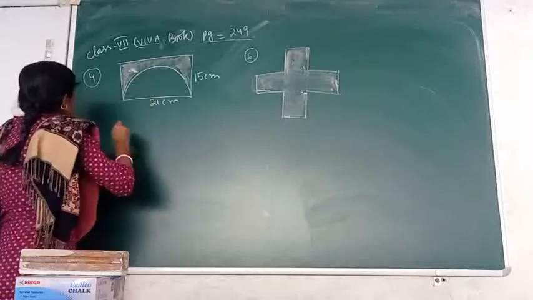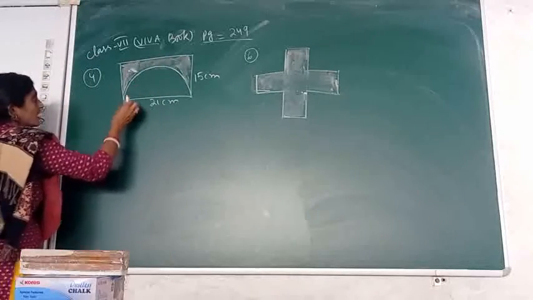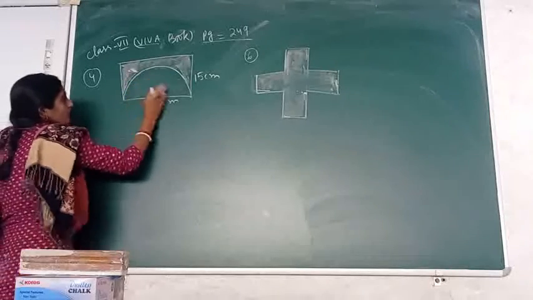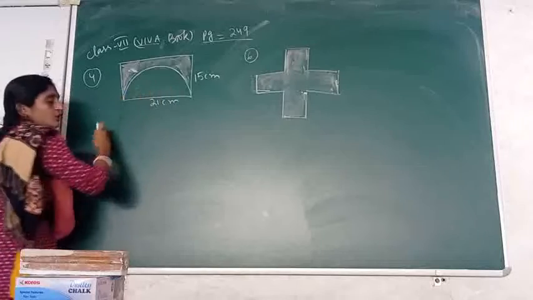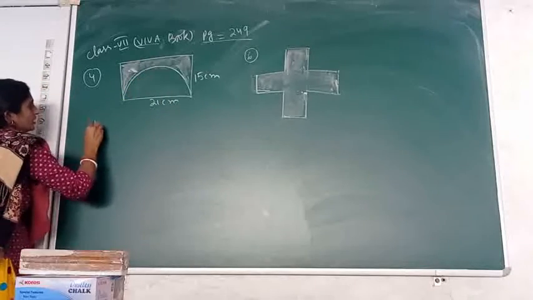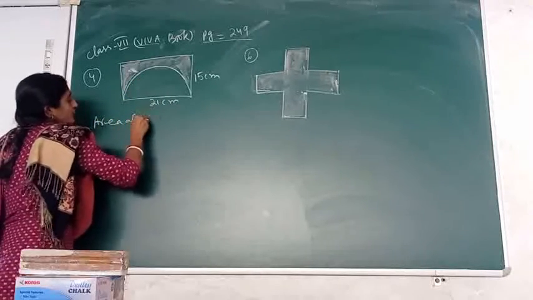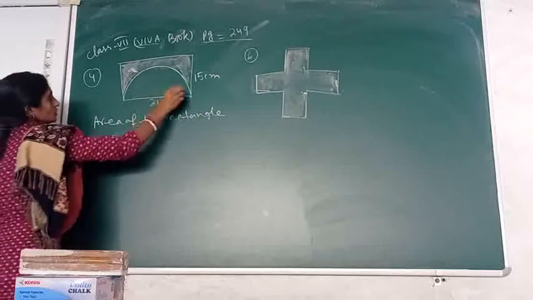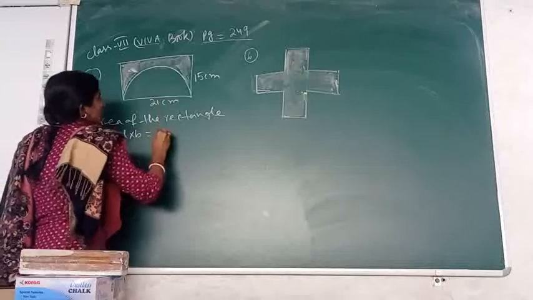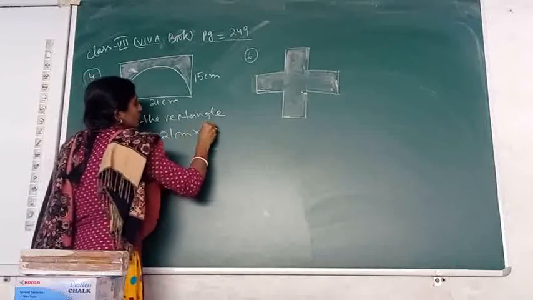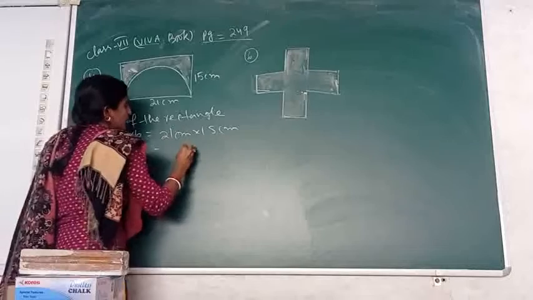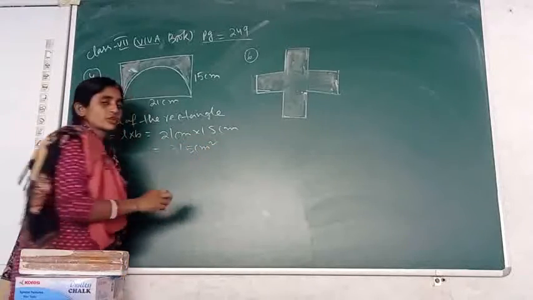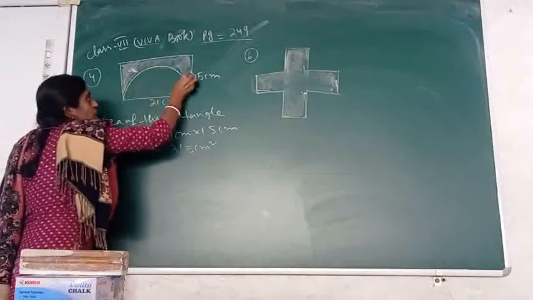What you will do? First, here we can go for the area of this rectangle. And from that, this is the area of this rectangle, from that I will cut off this semicircular part. So let's find out the area of the rectangle. How much we will get here? That is equal to length into breadth, which is equal to 21 cm into 15 cm. That is 315 centimeter square. This is the total area of this rectangle.